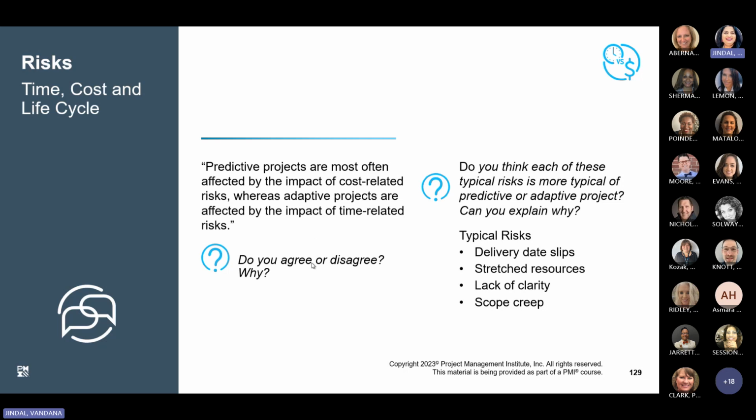It says predictive projects are most often affected by the impact of cost-related risk, whereas adaptive projects are affected by the impact of time-related risk. So it is just a question for you all. Do you think each of these typical risks is more typical of a predictive or adaptive project? And can you explain why? Would any of you want to take this very first one, delivery date slip? What do you think?